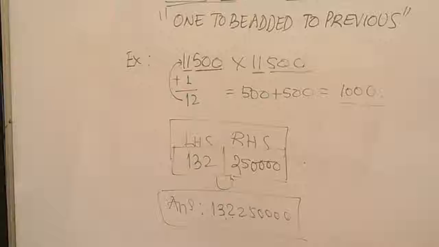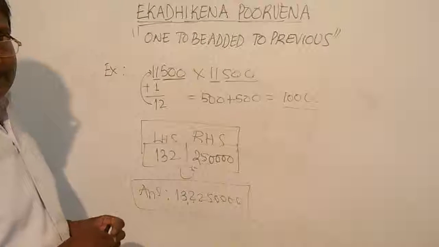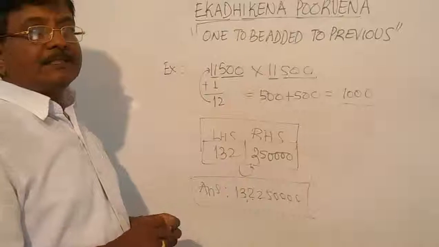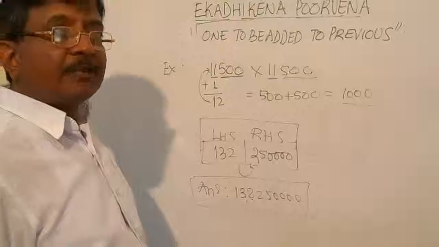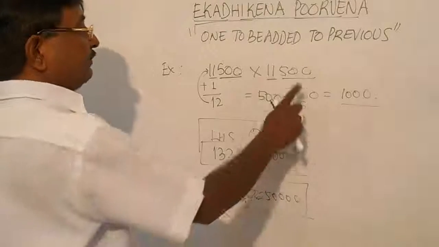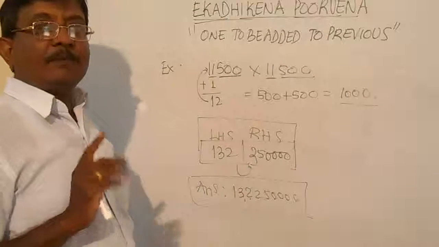Understood? It is very easy to use ekadikena purvena in such situations and form very easy answers for multiplications of 2 digit, 3 digit, 4 digit, even 5 digits and more than 5 digits also. But the only thing is we have to identify the situations of the multiplier and multiplicand. That's all.